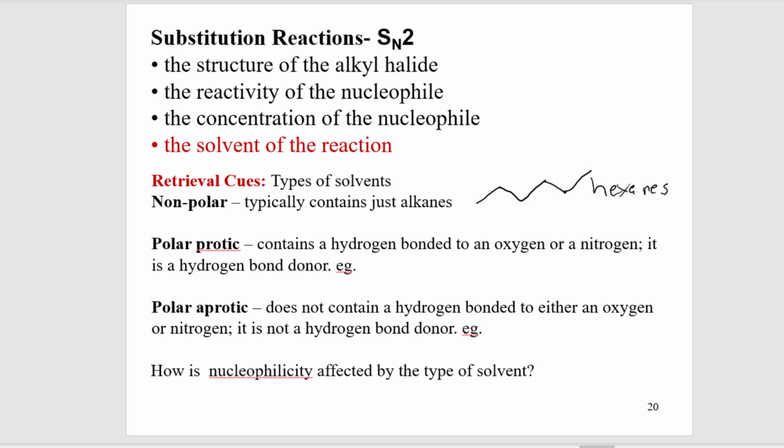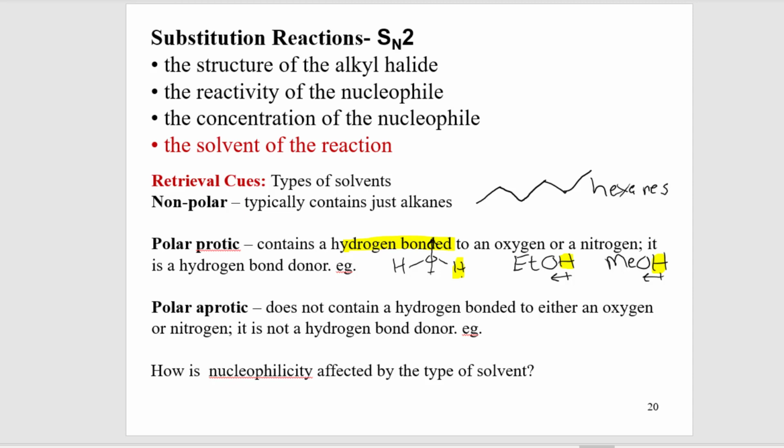Then we have two types of polar solvents. We have polar protic solvents. These are things that can hydrogen bond. So, examples might be water, ethanol, methanol, right? Because it's polar. It's got an oxygen hydrogen bond that's polar. But it has hydrogens on heteroatoms, which can hydrogen bond. So it makes it a very, very, very strong polar protic solvent because it can participate in hydrogen bonding. Okay?